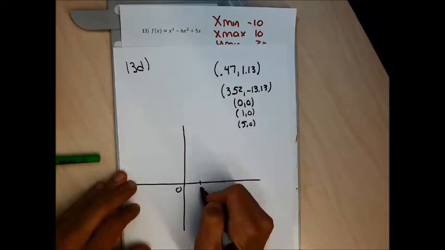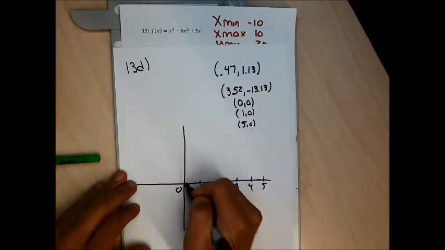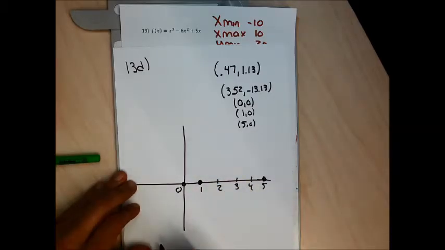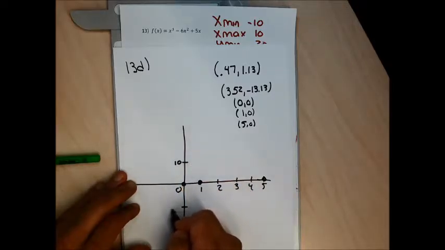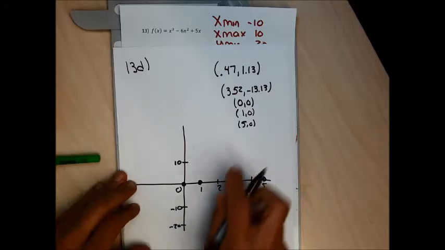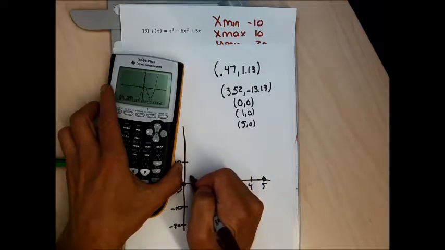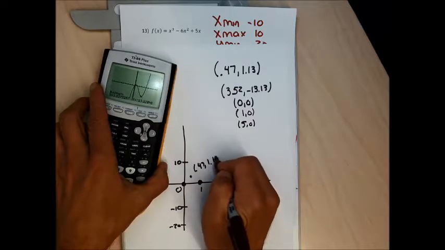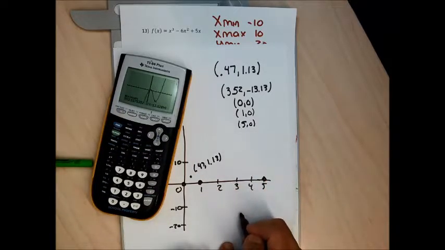So 0, 1, 2, 3, 4, 5. Here's the point (0, 0). Here's the point (1, 0). Here's the point (5, 0). And then I'm going to do my y-axis by 10. So there's 10, negative 10, negative 20. (0.47, 1.13). It's really kind of bumped right up around here. So I'm going to call that 0.47, 1.13. It's probably a little bit high, but I can live with that. And then (3.52, -13.13). I'm going to call this that.